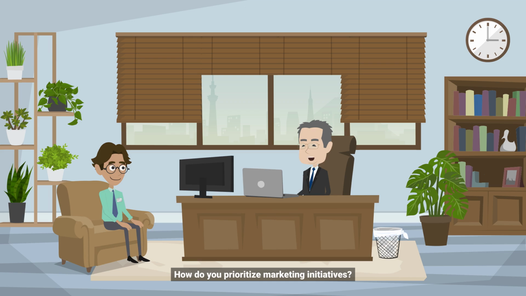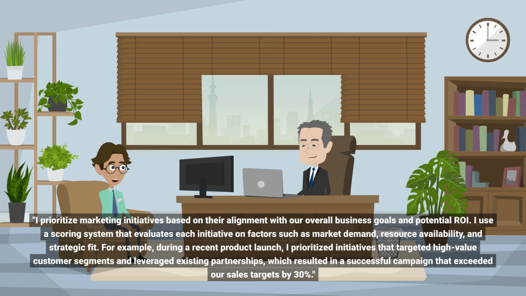How do you prioritize marketing initiatives? I prioritize marketing initiatives based on their alignment with our overall business goals and potential ROI. I use a scoring system that evaluates each initiative on factors such as market demand, resource availability, and strategic fit. For example, during a recent product launch, I prioritized initiatives that targeted high-value customer segments and leveraged existing partnerships, which resulted in a successful campaign that exceeded our sales targets by 30%.